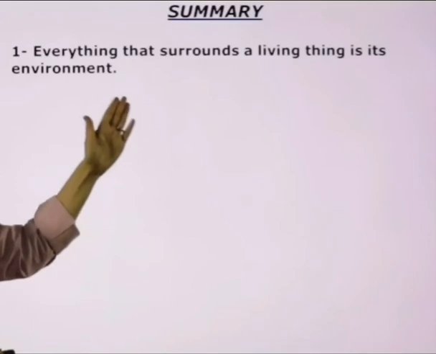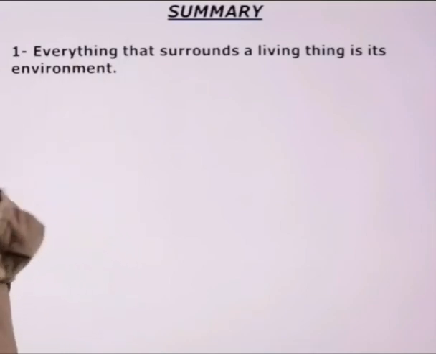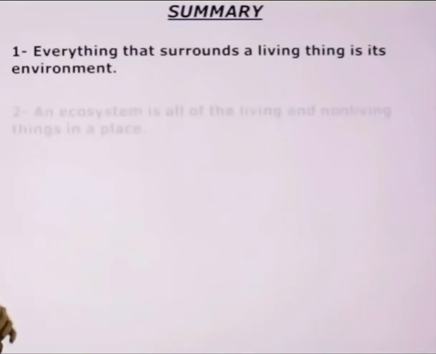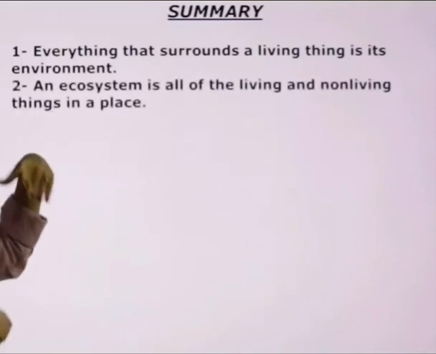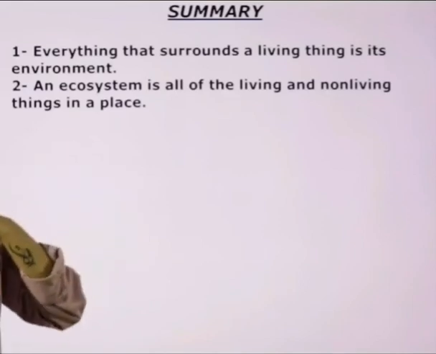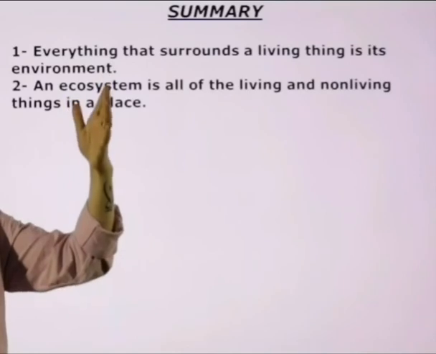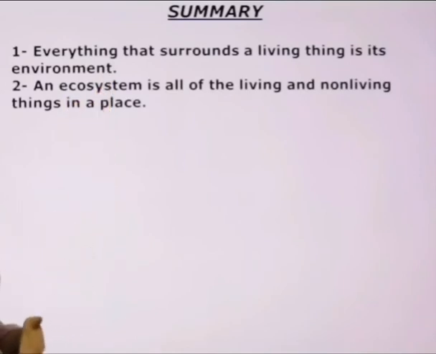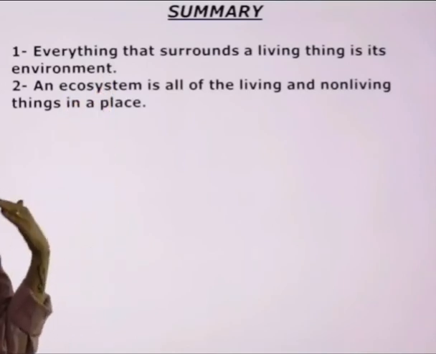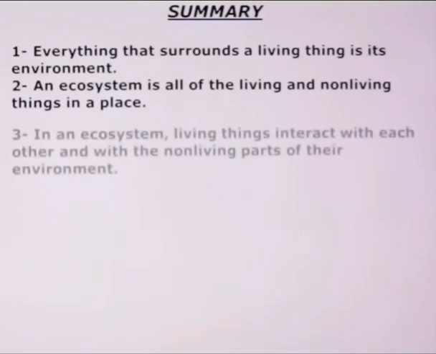Everything that surrounds a living thing is its environment. So I'm a living thing, this classroom is my environment. An ecosystem is all of the living and the non-living things in a place. Myself, I'm a living thing. I interact with the air. This is non-living. I interact with the ground, with this remote. So myself and everything around me make an ecosystem.